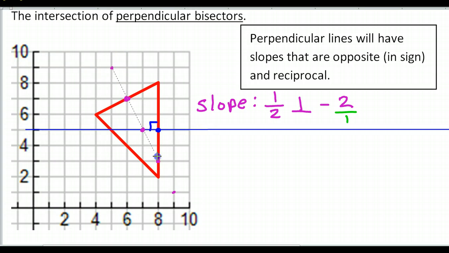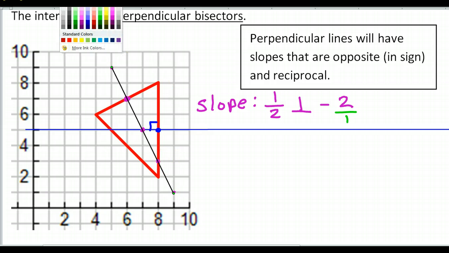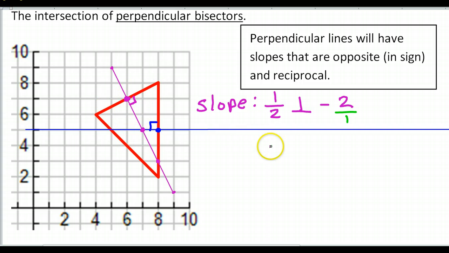So here is my perpendicular bisector. Alright, that's my perpendicular bisector. So it was perpendicular to this side, and it was a midpoint, so it will be a bisector. So yes, the circumcenter is going to be the point 7, 5.